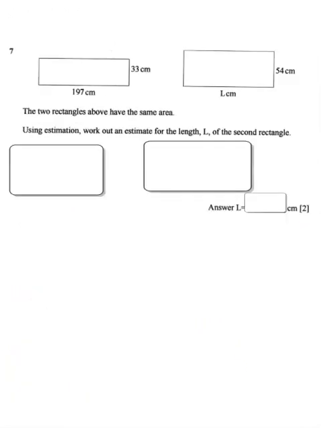Question 7 is an estimations question. It says the two rectangles above have the same area. Using estimation, work out an estimate for the length of the second rectangle.